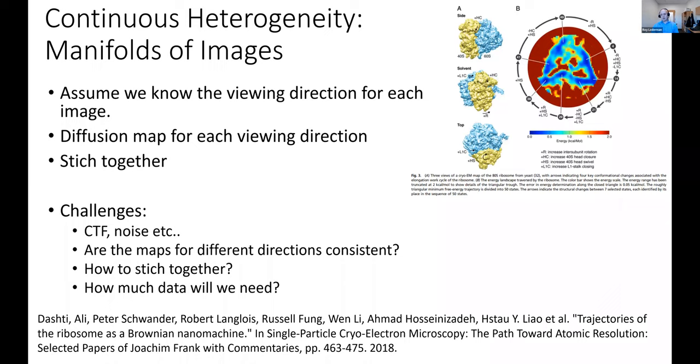So over time, people made some progress in this, and they've actually been able to overcome some of the issues. A lot of it revolves around, instead of trying to solve the entire problem, let's just assume that we know the orientations of these images. So let's suppose that they're given to us, and all we need to figure out is the manifold of different conformations. So we assume that we have the viewing directions. We take images from roughly the same viewing directions, and we build a manifold for them, and then we try to stitch these manifolds for different viewing directions. That has been the idea.